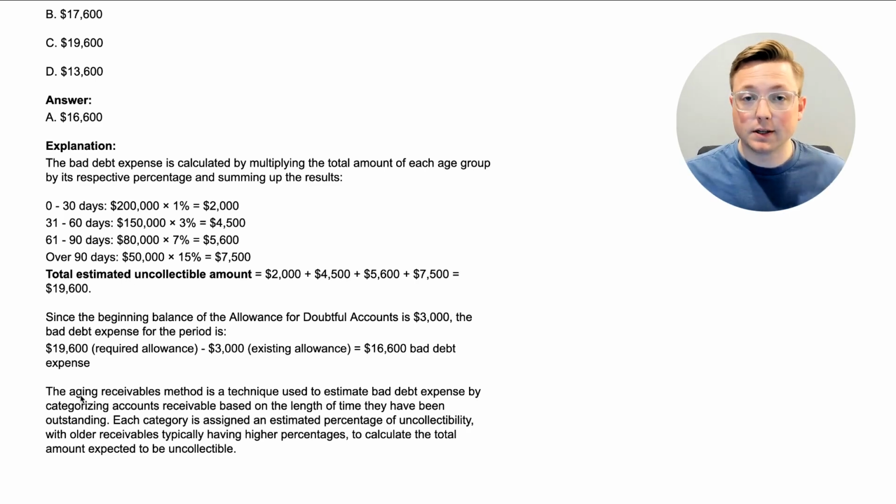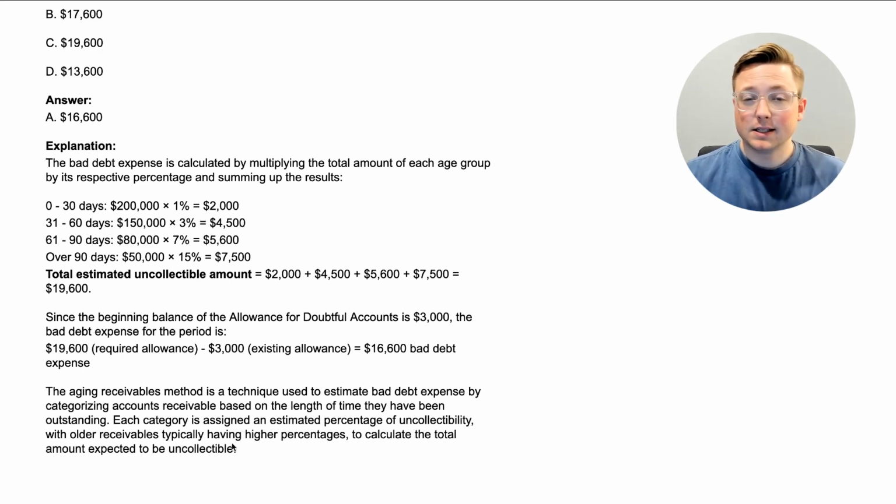Now, this is one of the methods that you can do all this, the aging receivables method. This is a technique used to estimate bad debt expense by categorizing accounts receivable based on the length of time they have been outstanding. So this is one way you can estimate the allowance for doubtful accounts, by seeing how long all these receivables have been sitting there. Each category is assigned an estimated percentage of uncollectability, with older receivables typically having higher percentages to calculate the total amount expected to be uncollectible. So this is one way that you can calculate the bad debt expense.